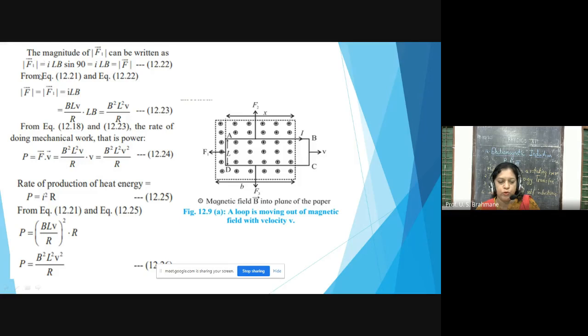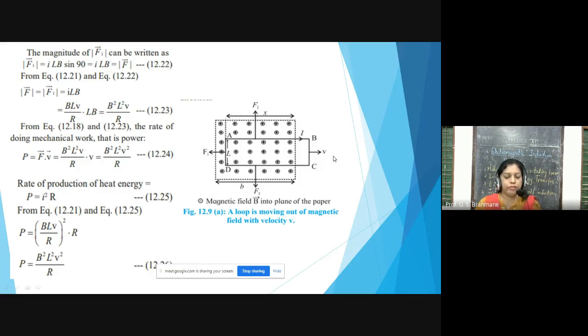And so we know that the magnitude of F1 is equal to ILB sine theta, or simply BIL or ILB. Now sine 90 is maximum, so it is 1. So F1 is equal to F. From the above equation and this equation, we have F equal to F1. You can see the direction, this force is directed opposite. So this is balanced by the other force which is opposite to this.